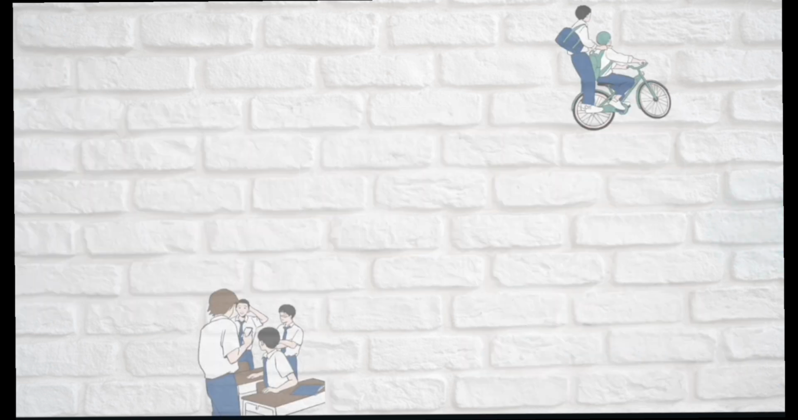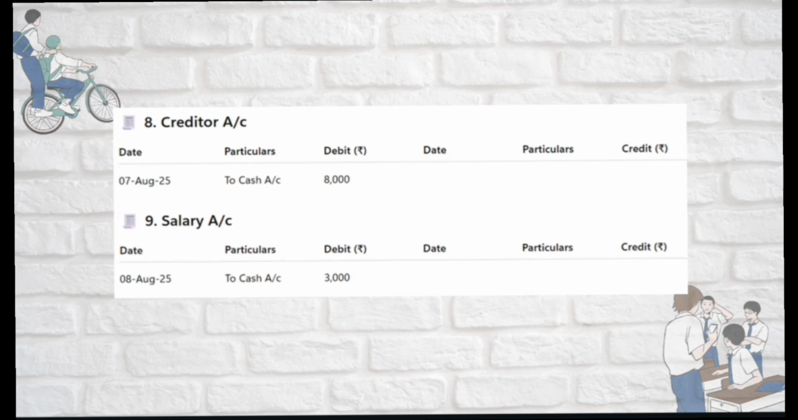The next one is the creditor account. In the creditor account, on August 7th, rupees 8,000 was paid to a creditor. This states that in the creditor's ledger, we debit it, so to cash account rupees 8,000. In the salary account, on August 8th, rupees 3,000 was paid as salary to the employees. So here we debit the salary account, to cash account 3,000.